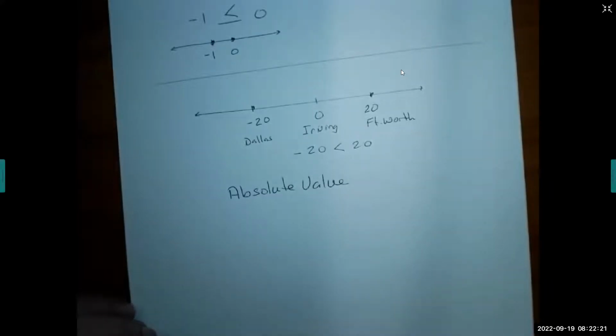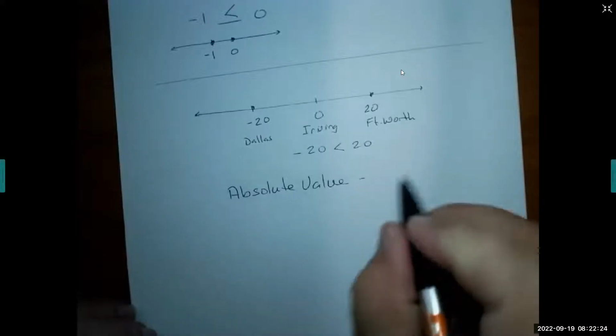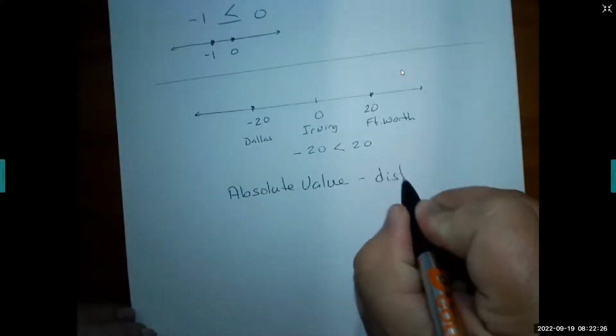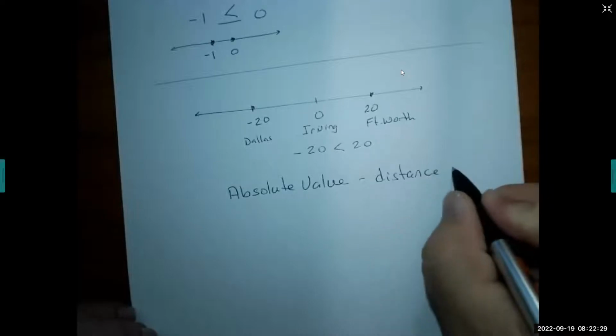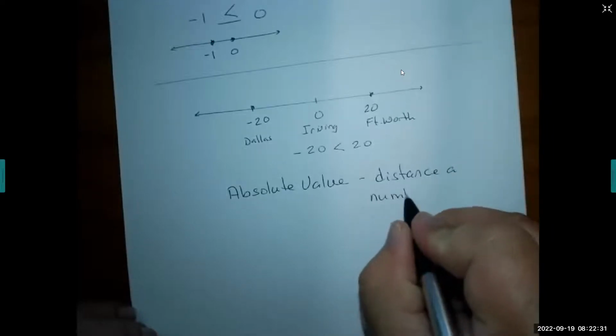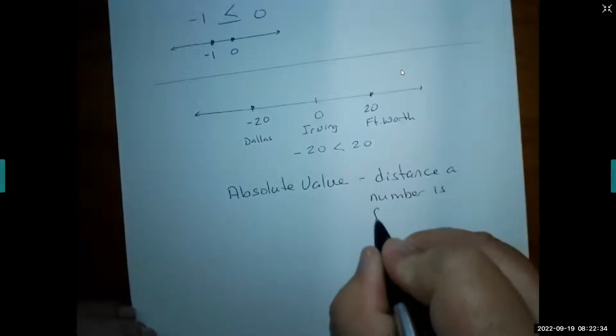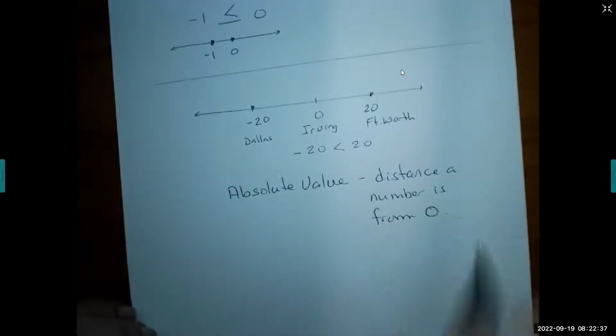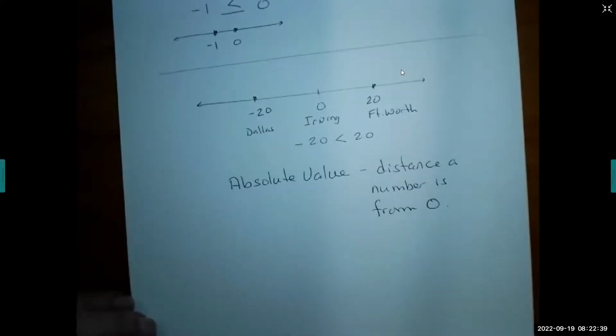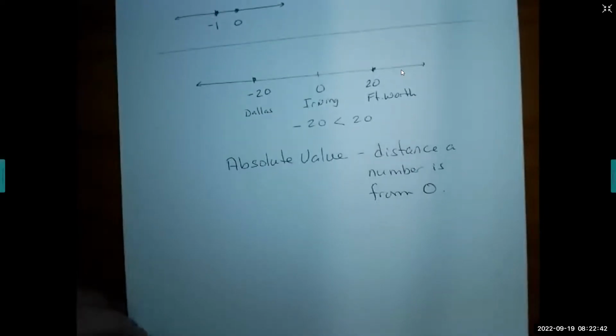Now that's where we introduce absolute values. Absolute value represents the distance a number is from 0. Does distance have a positive or a negative? No. You simply say, go 5 miles this way, turn left, 4 miles. It has no sign. This distance is an absolute.